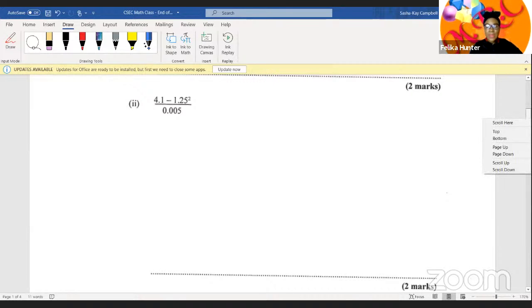But before we do that, let me just ask, we have 1.25 squared, what does that mean? Or if you have 3 squared, what does that mean? Or 5 squared? X squared? So 2 squared means 2 times 2. 3 squared means 3 times 3. 5 squared means 5 times 5. 6 squared means 6 times 6. X squared means x times x.